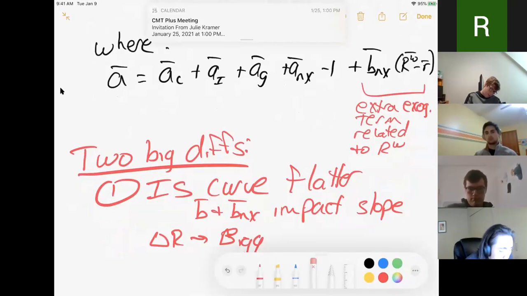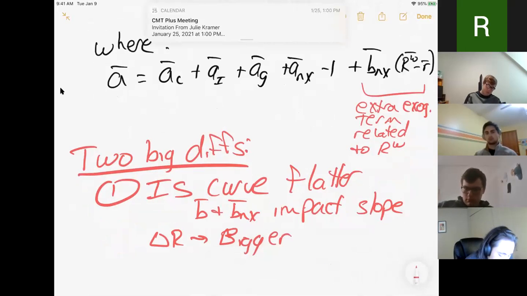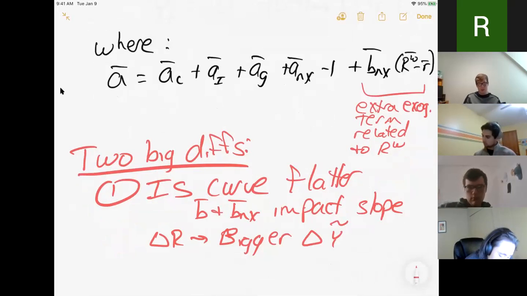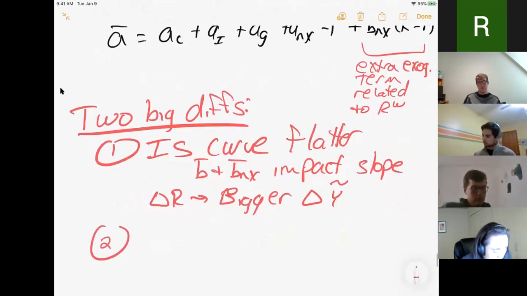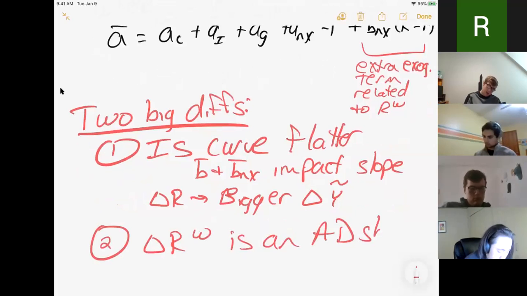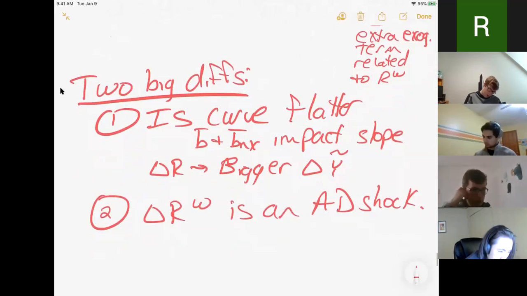Changes in interest rates now have a bigger change in short run output. Because now there's this net export effect. The other big difference is now notice a change in world interest rates can be an aggregate demand shock.